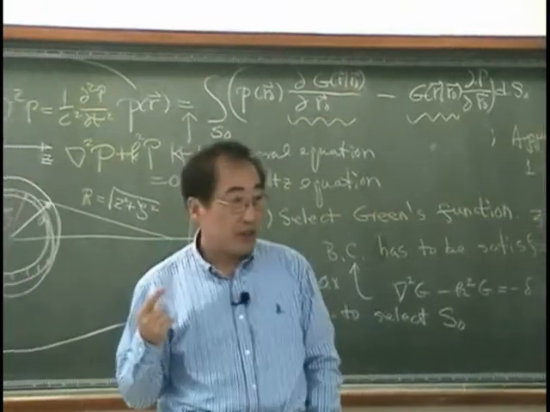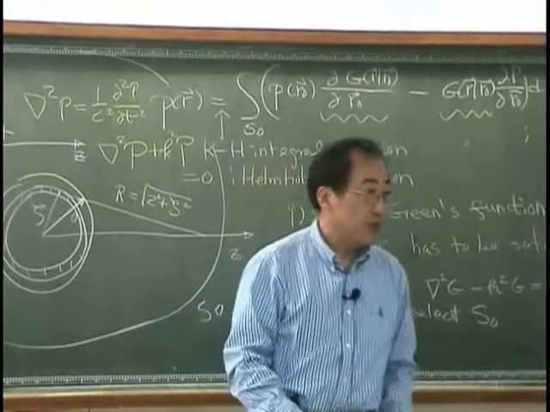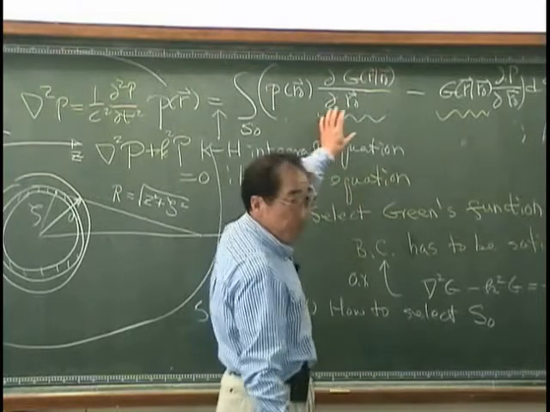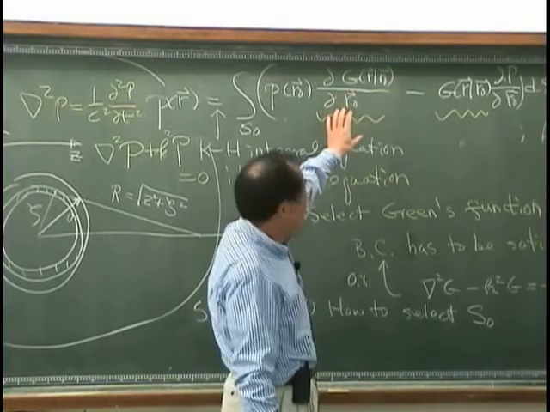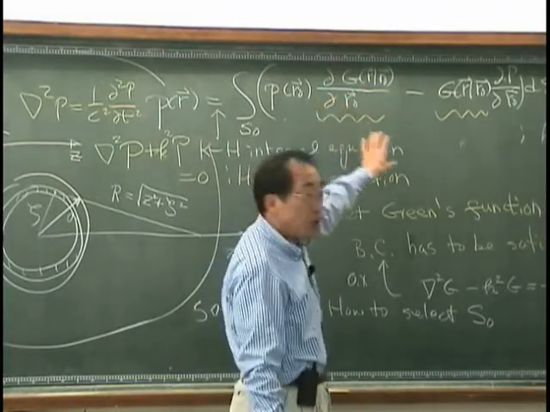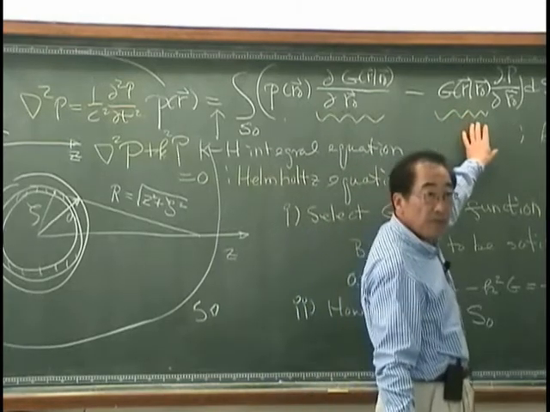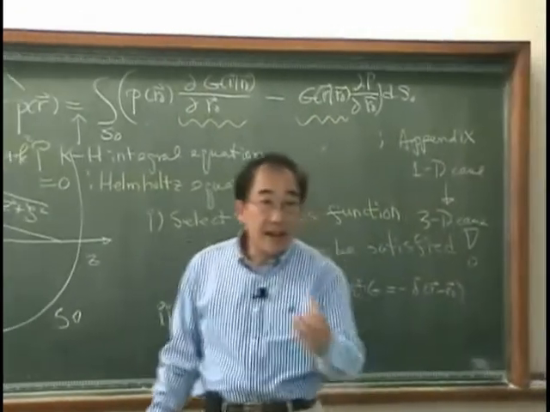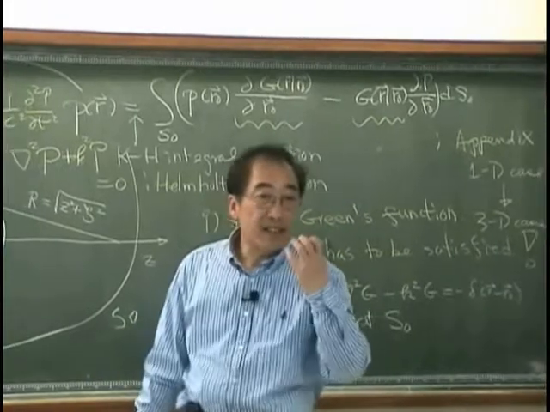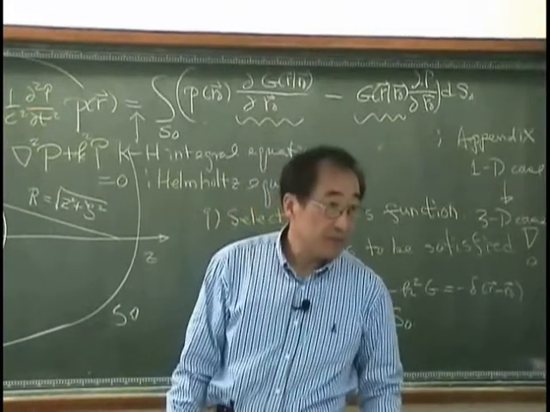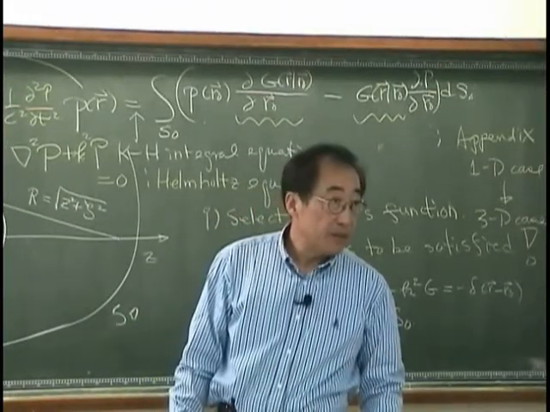So that gives us some idea to use Green's function. Maybe we can always eliminate either this term or this term by wisely selecting the Green's function. Right?